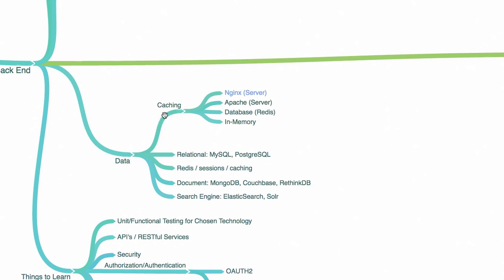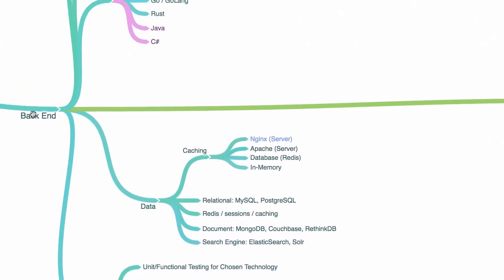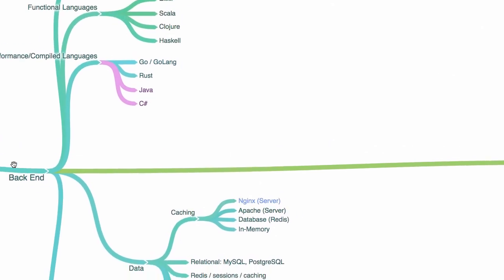And then you also want to learn caching. How do I cache in Nginx? How do I cache in Apache if I'm using that? How do I do database level caching, which is of course Redis right here, or an in-memory cache even is useful sometimes. So that's kind of backend. That's the recommendations I'd have for the backend world in 2016.